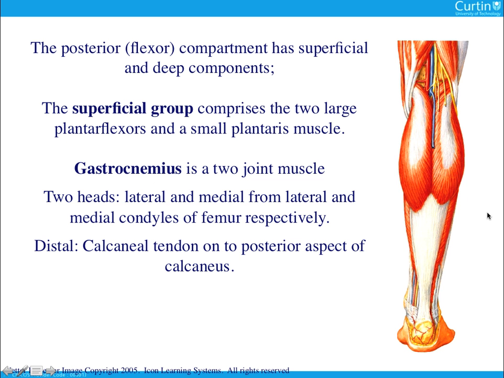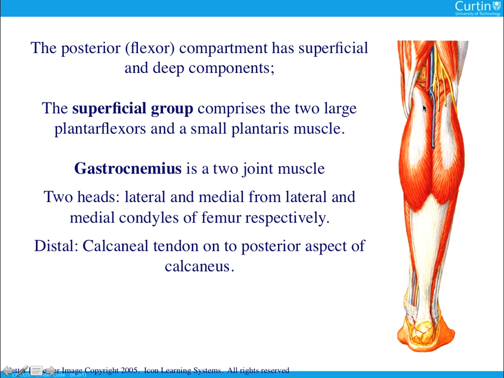So if we have a look here, the superficial group comprises the 2 large plantar flexors and a small plantaris muscle, which we'll see in a second. Gastrocnemius is a 2-joint muscle. So you can see here's the medial head, here's the lateral head, and it's going to cross over the posterior aspect of the knee, which means it's going to act on the knee as well.